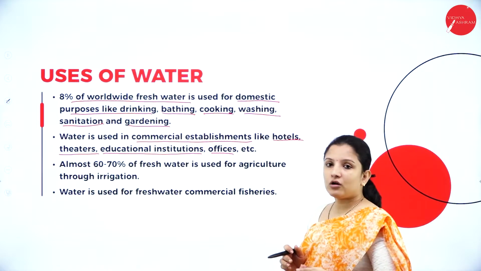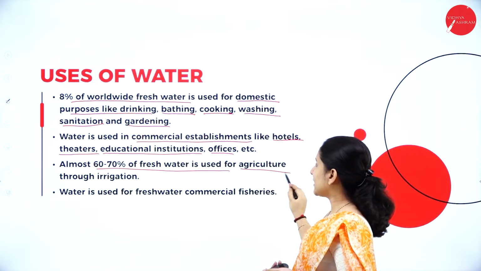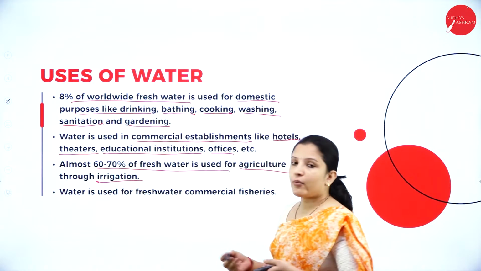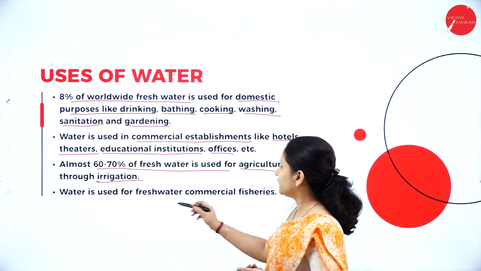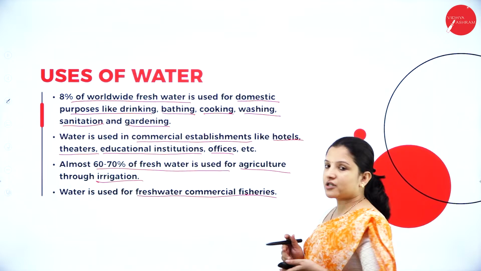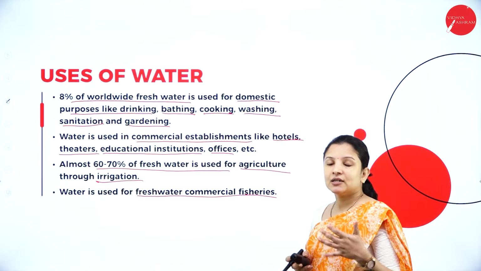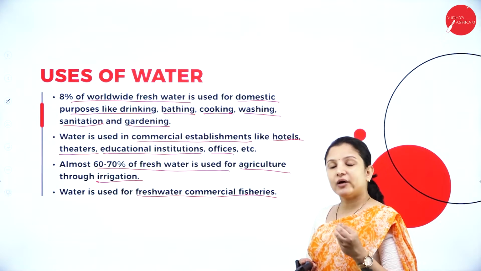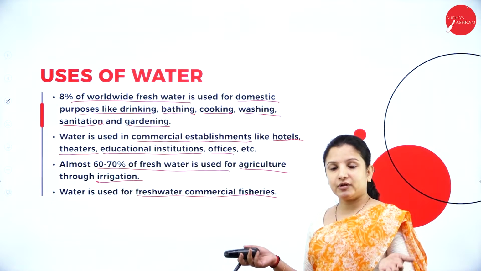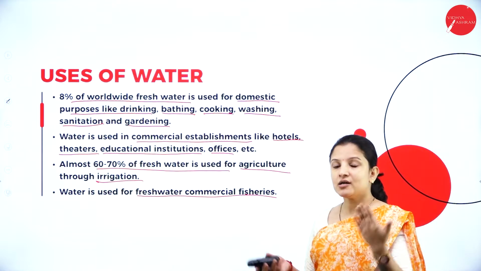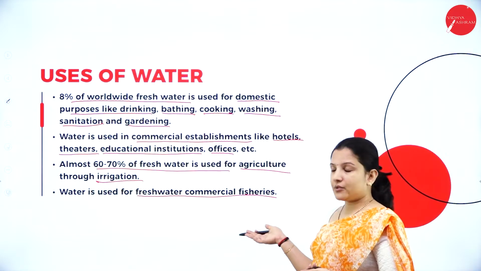And apart from that, almost 60 to 70% of fresh water is used for agriculture, that is for irrigation or providing water for agriculture. Water is also used for freshwater commercial fisheries, that is pisciculture, aquaculture and all that. Pisciculture and aquaculture are where fishes are reared in artificial conditions, wherein tanks are built and filled with water, and there the fishes are reared for commercial purposes. So, that is commercial fishery.